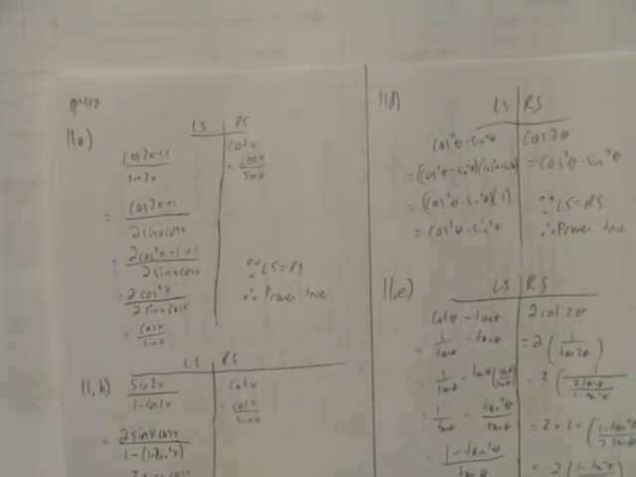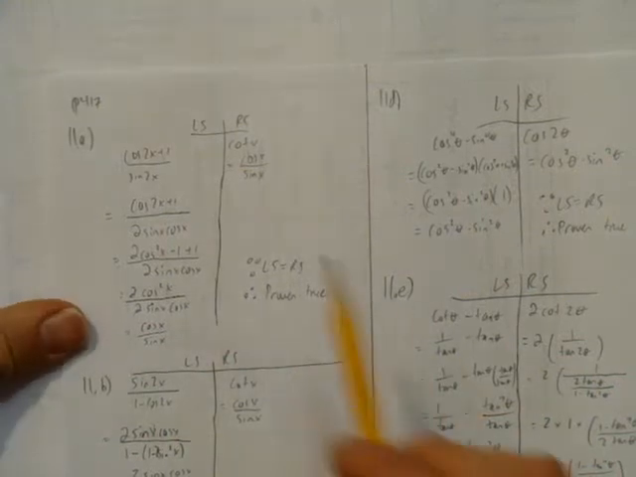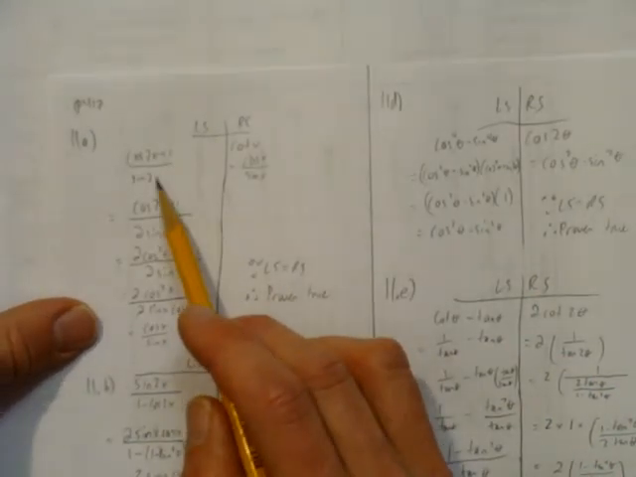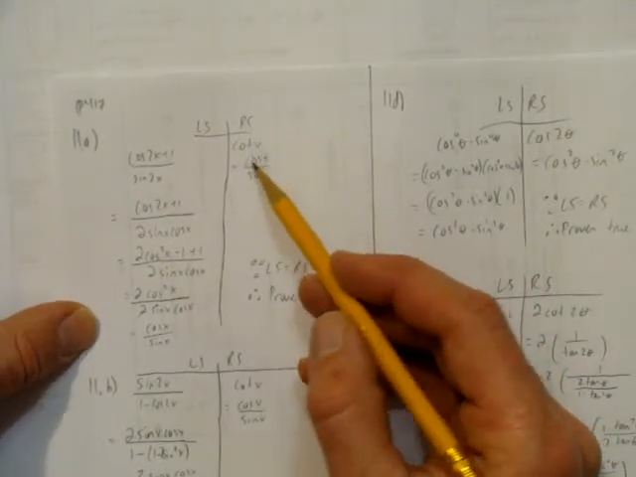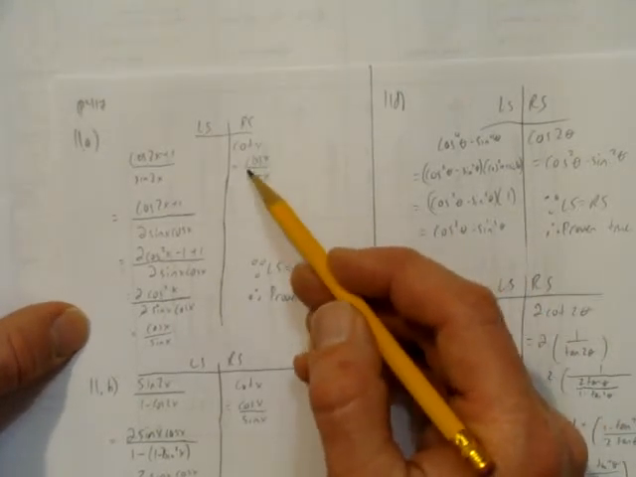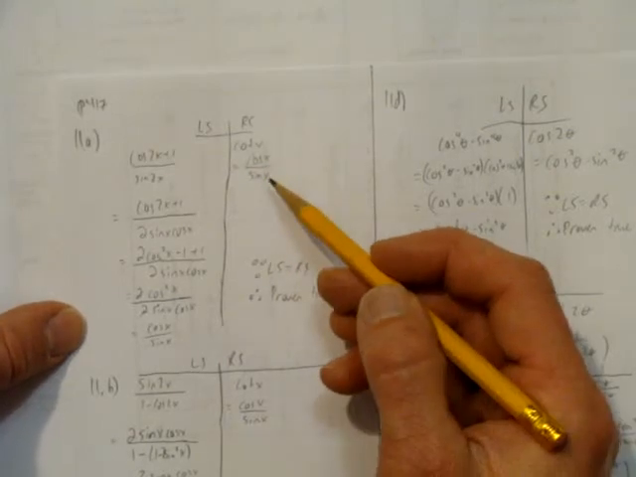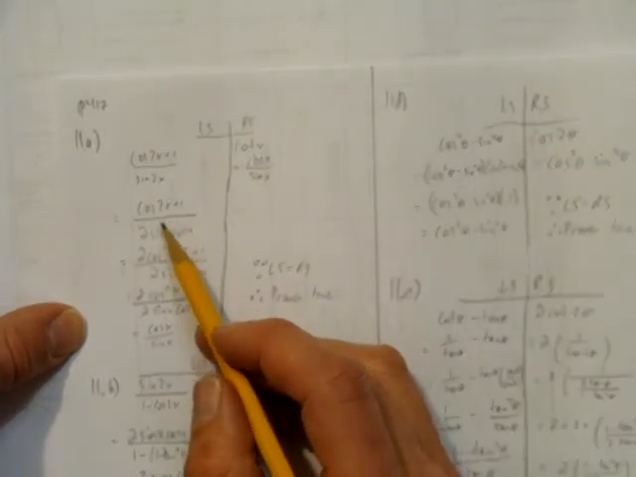This video is proving trig identities from page 417, question 11. 11a says (cos 2x + 1) over sine 2x, and the right hand side was cotangent x. I started there and said, look, cotangent is just cosine over sine. Nowhere else to go, so back to the left hand side.